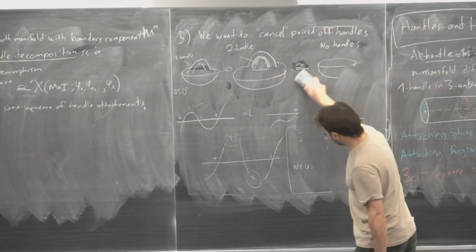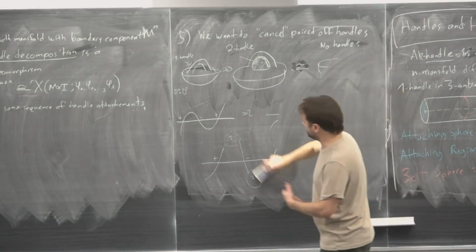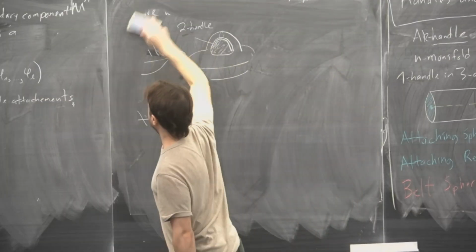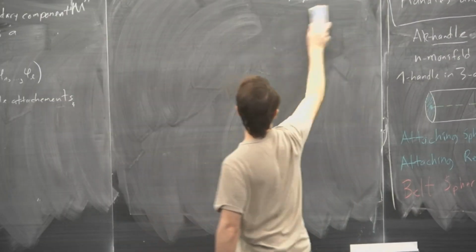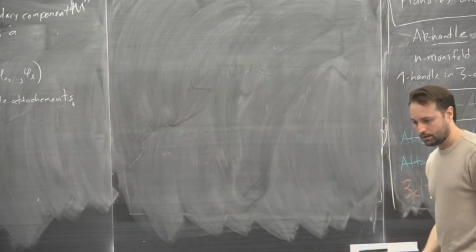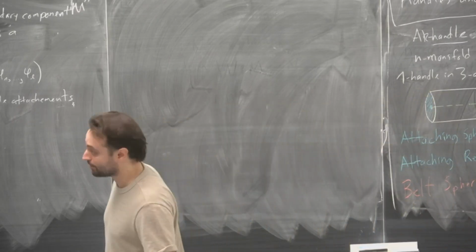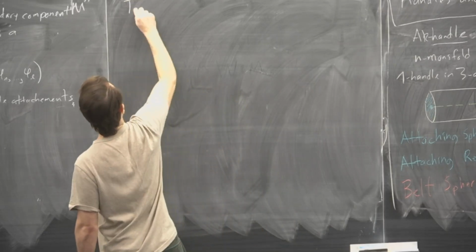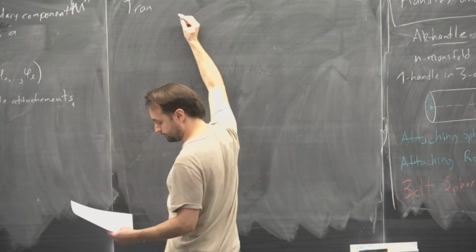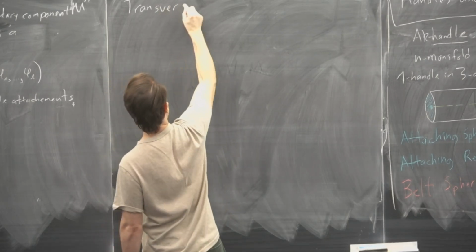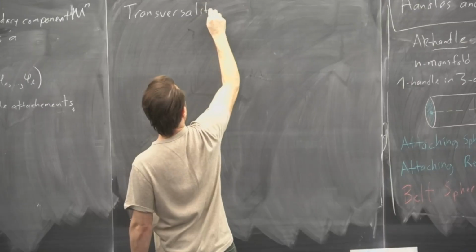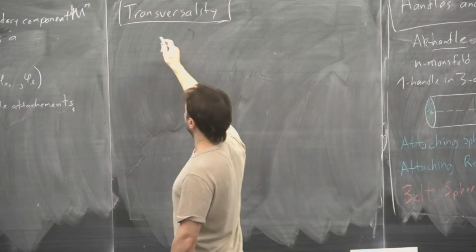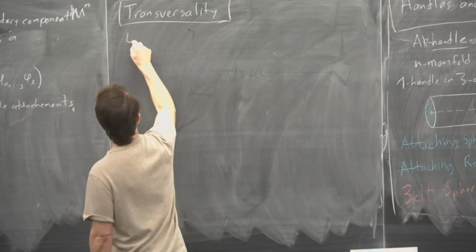So we want to have a language where we can reasonably talk about how the belt spheres and the attaching spheres are intersecting each other, so that we can come up with a chain complex based on the handle decomposition. This language, which is extremely important in all of differential topology, is called transversality. So I will just define it, and then we can go to pictures.